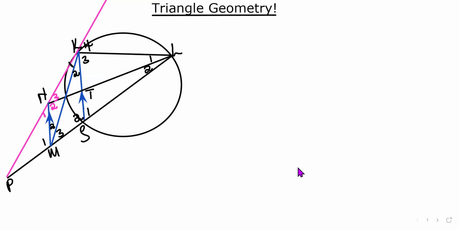So what's the most important thing you need to know from this statement? Well, it's the fact that PK is a tangent. That's the first thing. And the second thing is MN is parallel to SK. Those are the most important ones.